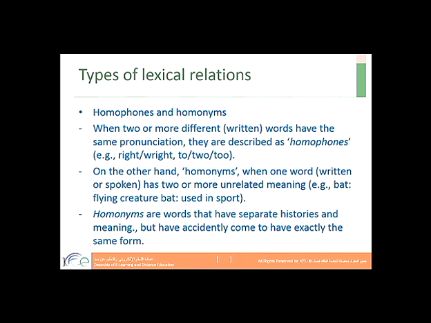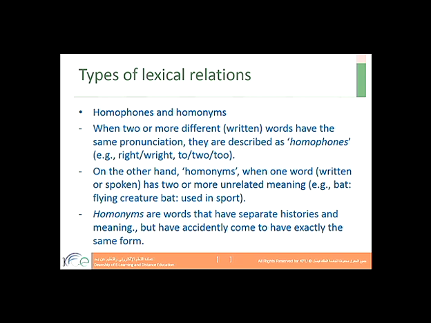On the other hand, homonyms: when one word, written or spoken, has two or more unrelated meanings, such words are known as what? They can be described as homonyms. Like, for example, bat and bat. They share the same spelling, but they have unrelated meanings.